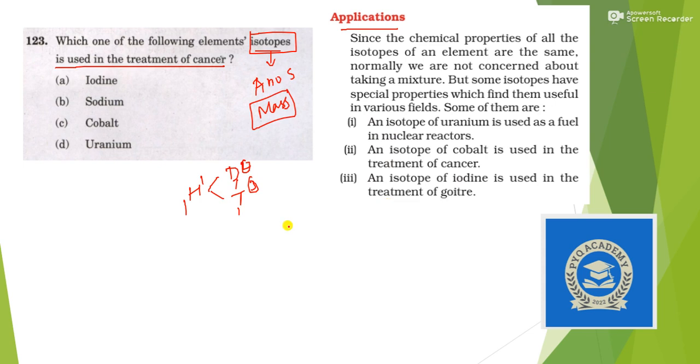jump into the question. It is asking which isotope is used in treatment of cancer. So here you can see in the NCERT it is given: an isotope of uranium is used as a fuel in nuclear reactor. An isotope of cobalt is used in treatment of cancer. An isotope of iodine is used in treatment of goiter. So it was concerned about the isotope for treatment of cancer. So our answer will be cobalt.